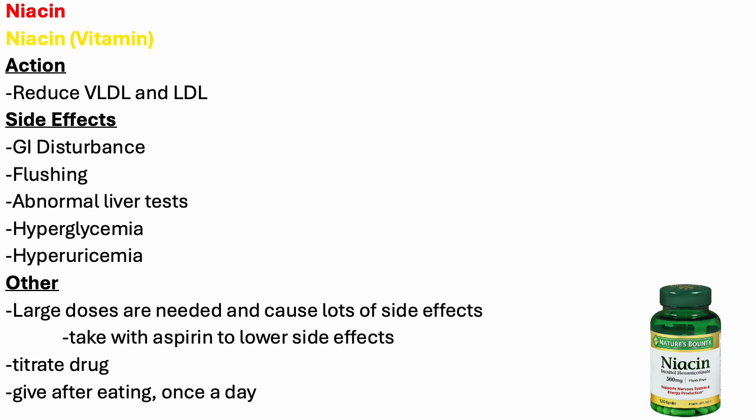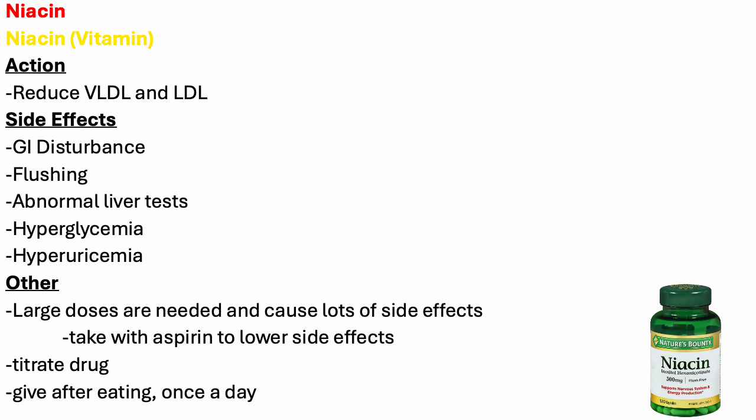Next drug is niacin. Niacin is a type of vitamin. The action is to reduce VLDL as well as LDL, very similar to gemfibrozil. Side effects are going to be GI disturbances, flushing, abnormal liver tests. So just to go over, your liver tests are going to be AST, ALT, and ALK Phos. Could also cause hyperglycemia, hyperuricemia, which is high uric acid in the blood.